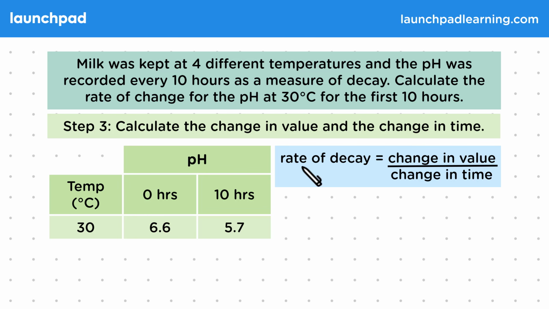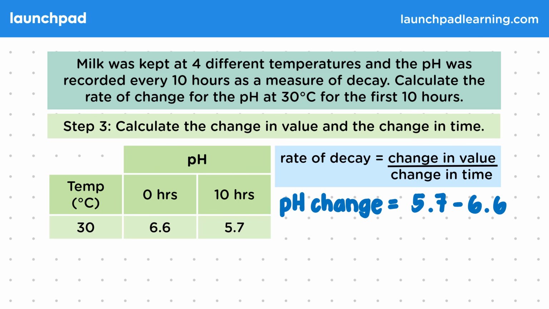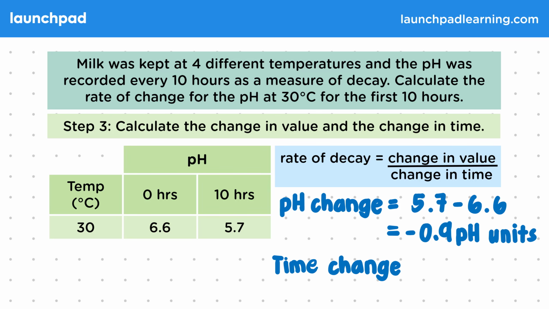So remember that rate of decay equals a change in value divided by a change in time. The change in value is going to be the pH change. To find this, we just subtract the value at 10 hours from the value at 0 hours. This gives a value of minus 0.9 pH units. Next, we're going to calculate the time change. Again, we're going to take away the time that we ended with from the time that we started with. This is 10 minus 0, which is equal to 10 hours.